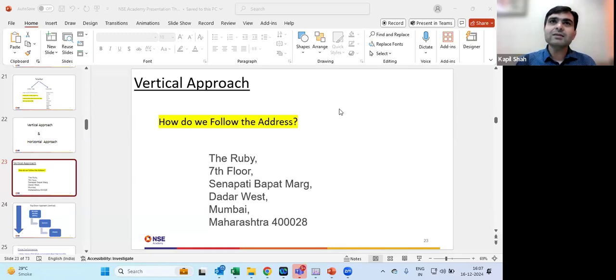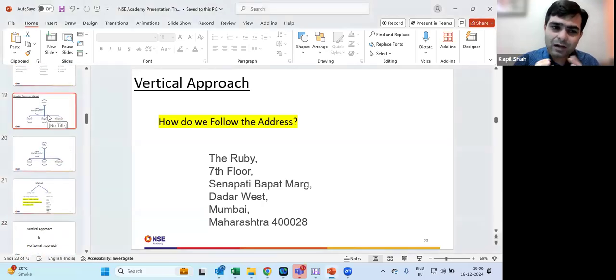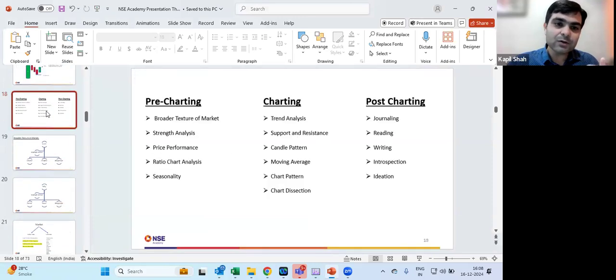And normally we feel that technical analysis is all about picking up the chart, drawing lines, and we are done with our analysis. But that is not so. There are lots of things beforehand that we need to do. So my first focus will be on understanding the market structure. Why understand the market structure first? Because before we enter the charting, there is something called pre-charting, there is charting, and there is post-charting as well, right?